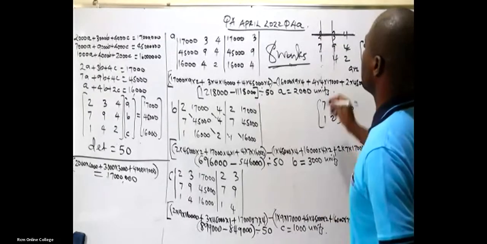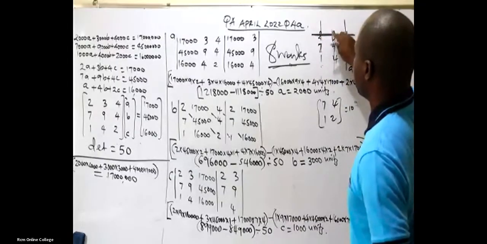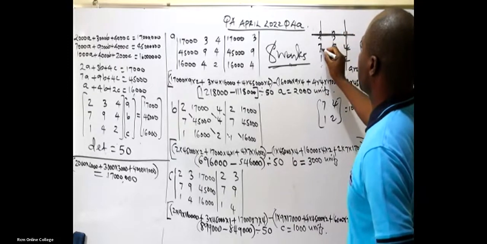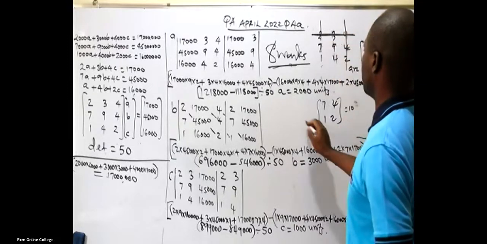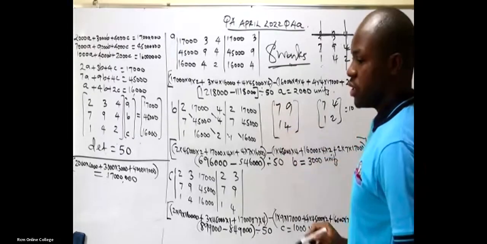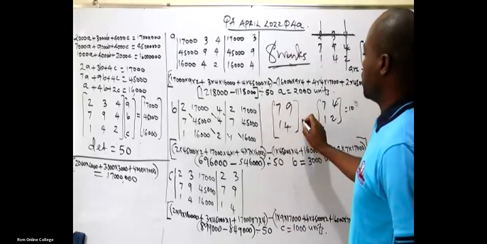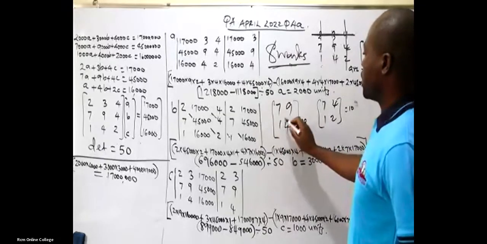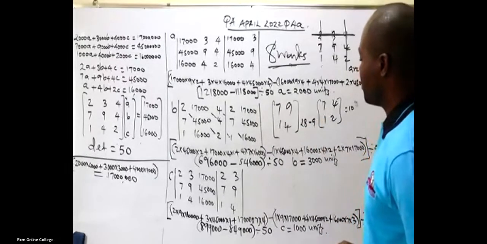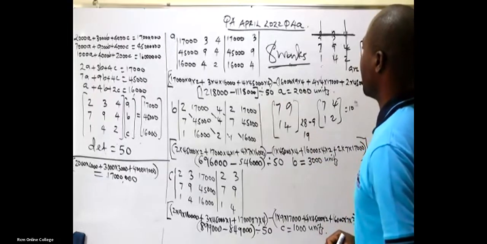Then the last one, you delete the last column. You maintain the row, but you keep on changing the column. If I delete this, it leaves you with 7, 9, 1, 4. The resulting figure, 7 times 4 is 28, then 1 times 9 is 9. So 28 minus 9 must be 19.